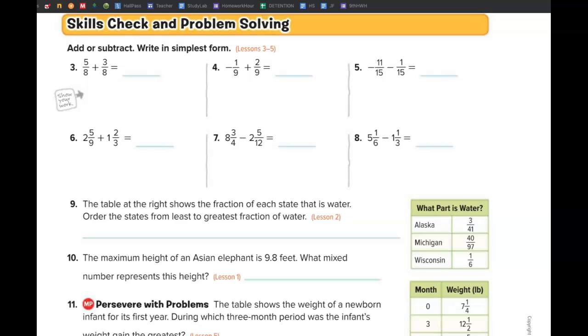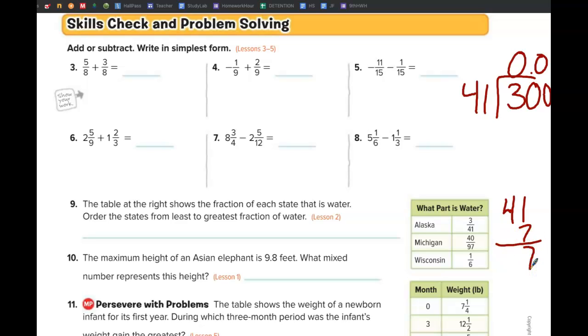Let's change them all to decimals then. So how do I change 3 over 41 to a decimal? 3 divided by 41. How many times can 41 go into 3? Can't, so I add a 0. How many times can 41 go into 30? Can't, so I add a 0. How many times can 41 go into 300? 7, let's try it. 41 times 7, 7 times 1 is 7, 4 times 7 is 28, so that should work, yep. Okay, so we have 7, subtract 287.